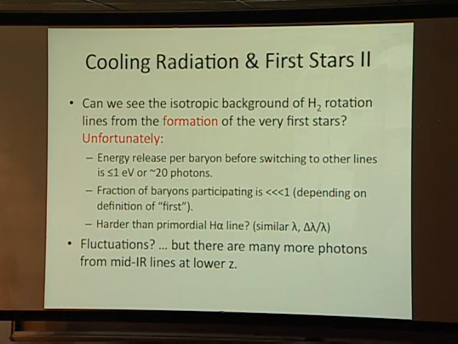You may destroy H2. You may switch to Lyman alpha cooling. Lots of things you can imagine. But you're not going to be radiating more molecular hydrogen rotation lines once you get above that temperature. So the number of photons per baryon involved is only about 20.